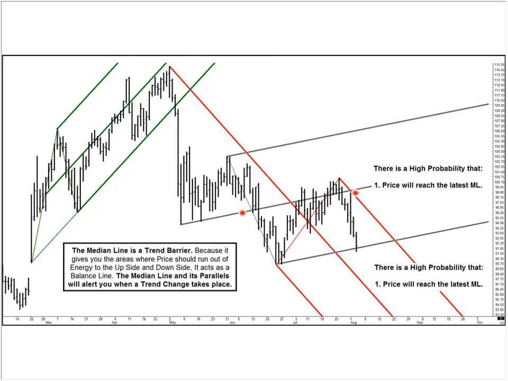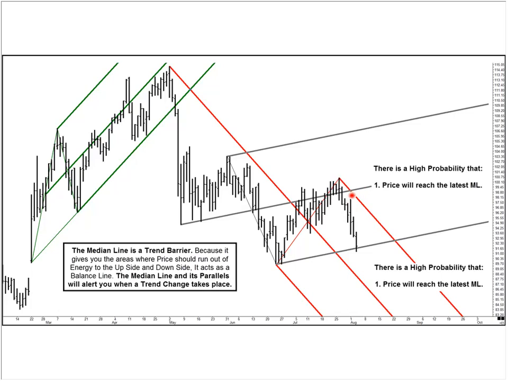You can see price swing and test this energy point, which is where an upsloping line of force and a downsloping line of force meet. Price is attracted to the area where they cross. We call it an energy point. Price gets attracted. That's our test of both the downsloping upper parallel and, again, the median line. We come off, we swing back up, we get tested here.